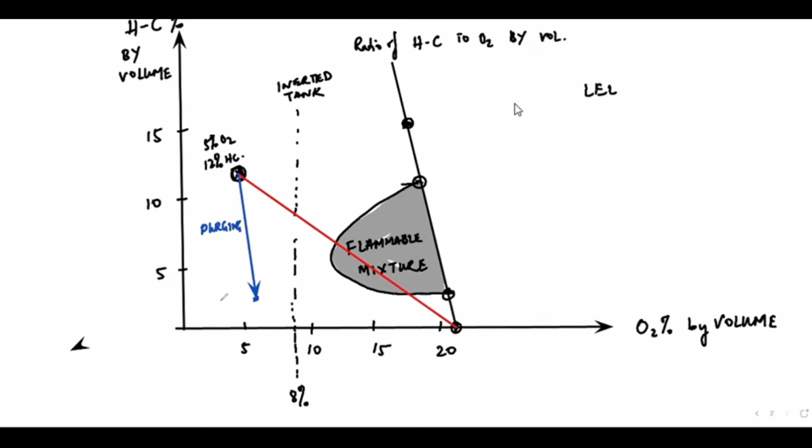But no need to be too harsh on that. At least we can bring it down to hydrocarbon less than 2% by volume, right? And from here, if we do gas freeing, I can bypass the flammable mixture. Now if I do gas freeing, I can bypass the flammable mixture. But this one, the red line, represents direct gas freeing.